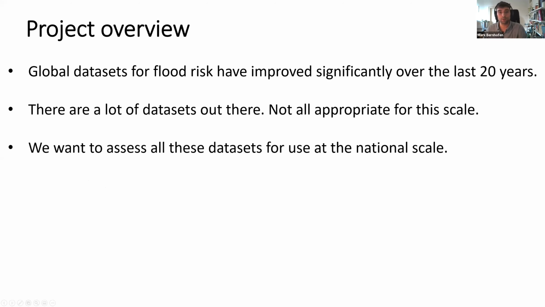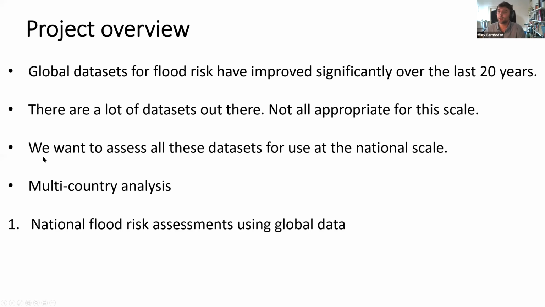So our goal is to test all the global flood risk data sets that we can find for use at the national scale. And the Water Hub project gives us the opportunity to carry out a multi-country analysis and work collaboratively with water experts in each of the 5 countries to evaluate these data sets. So to evaluate the data, we're taking 2 approaches. The first approach, which I'll be presenting about today, is to carry out national flood risk assessments in each of the 5 countries using the global data and looking at where the data sets agree, where they disagree, and what sort of implications this has for national flood risk estimates.